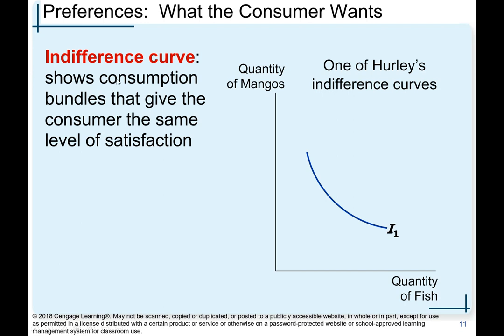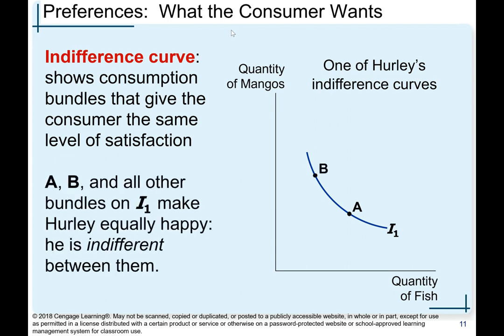What are consumer wants, preferences? Measure them using indifference curves. And what are indifference curves? An indifference curve shows consumption bundles that give the consumer the same level of satisfaction. And this is one of Harley's indifference curves. A, B, and all other bundles on I, or the indifference curve, make Harley equally happy. He is indifferent between them.